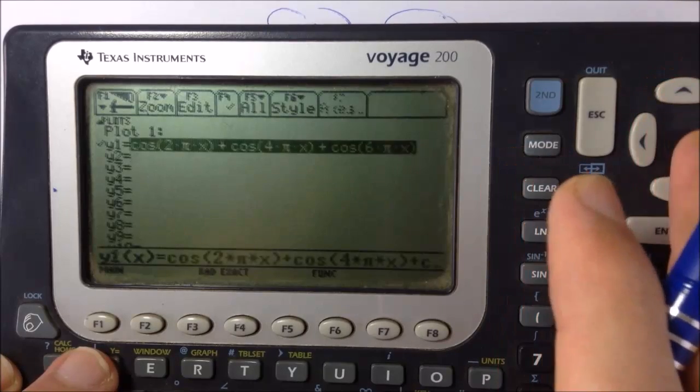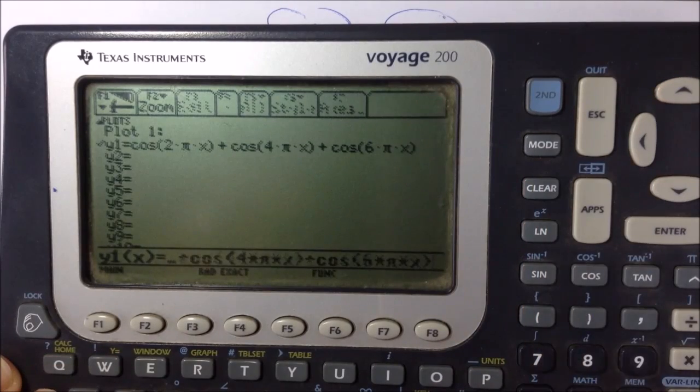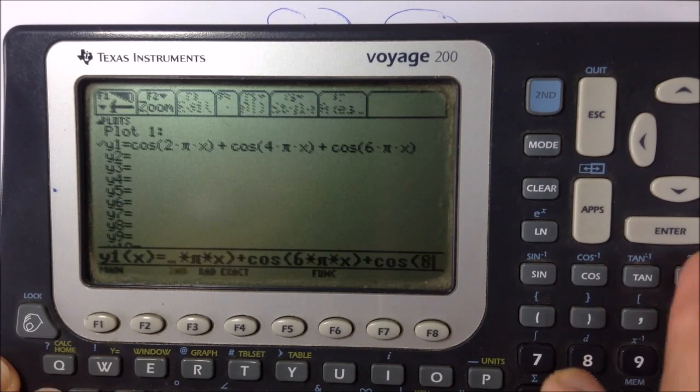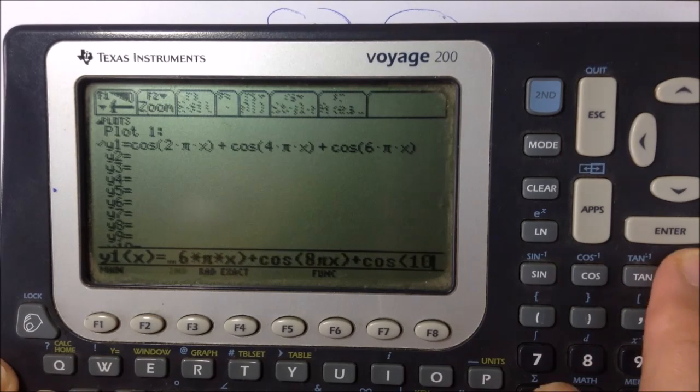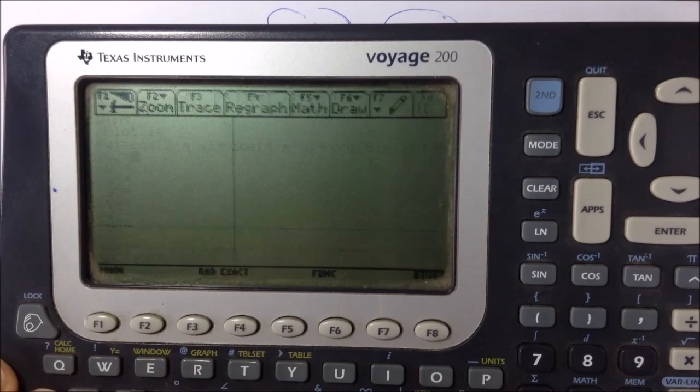Let me add up more and more cosinusoids. I'll add 4 Hertz, that is cos(8πx), plus cos(10πx). Okay, let's look at it.